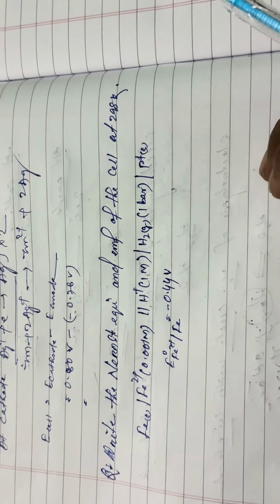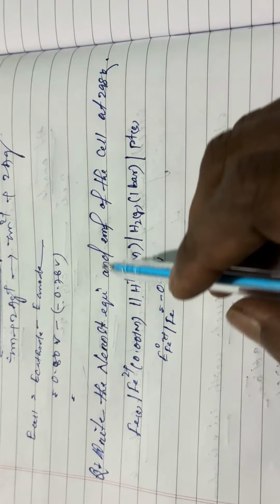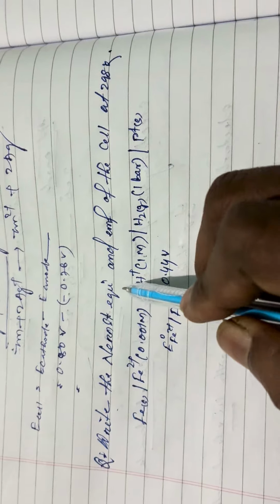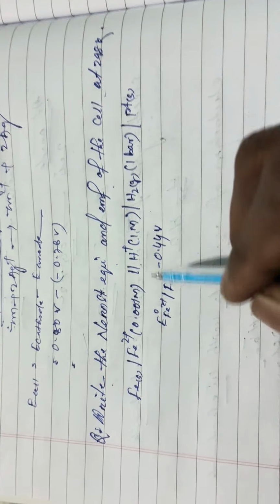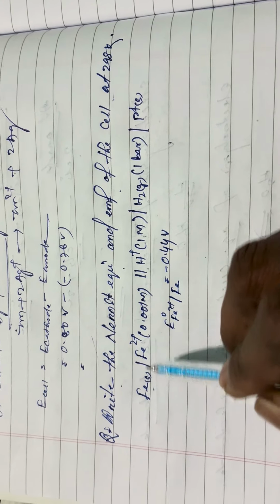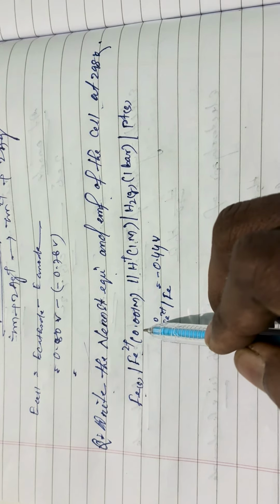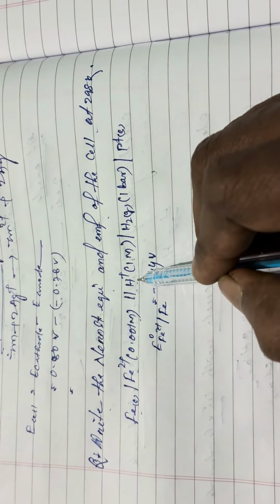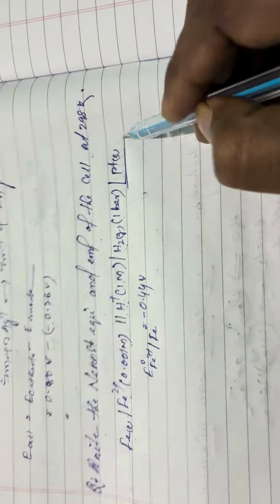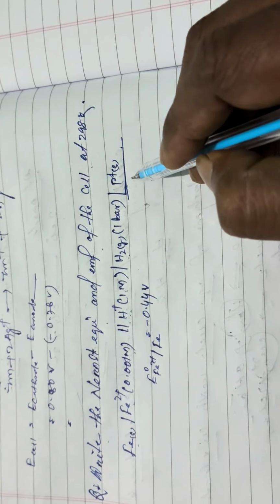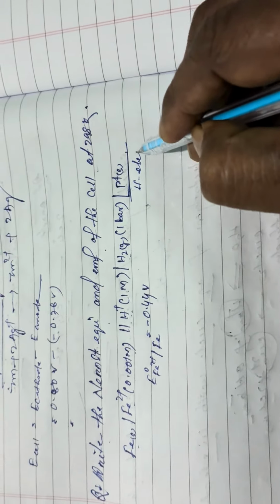Today we solve a question: write the Nernst equation and EMF of the cell at 298 Kelvin. The question is Fe gives Fe2+, concentration 0.001 M, with the hydrogen electrode, H+ gives H2. This is the platinum hydrogen electrode. This is your hydrogen electrode.